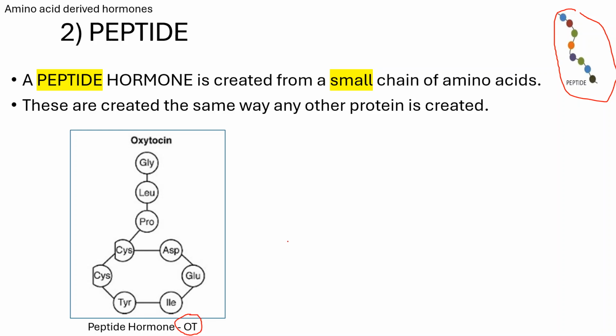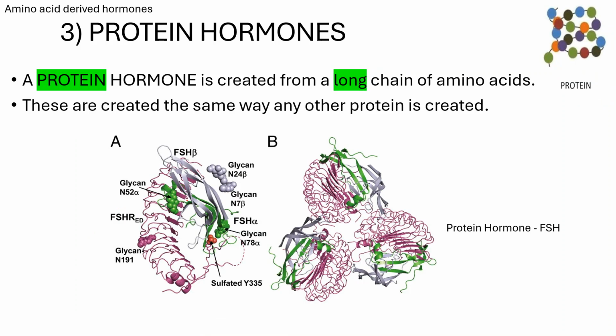If you remember, oxytocin is involved in milk letdown. Prolactin was milk production. Oxytocin is milk letdown. And it's also for uterine contractions during the birthing process. And you can see that this oxytocin structure here is made up of only a few amino acids linked together. So this would be an example of a peptide amino acid hormone.